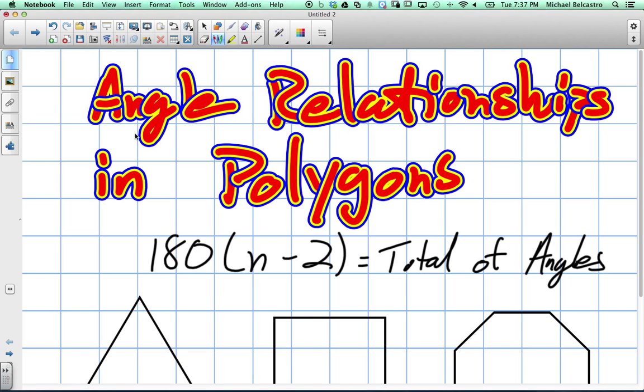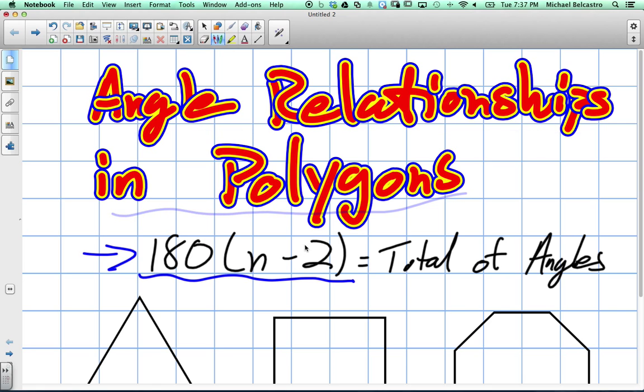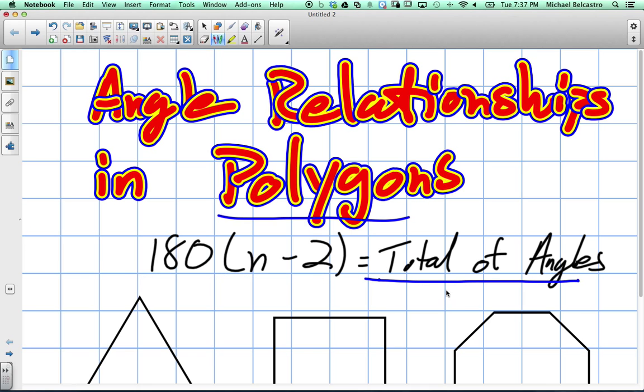Let's look at angle relationships, specifically in polygons. So they've given us this formula, and this formula is going to be something we need to remember in order to figure out what the total of the angles are in any polygon. A polygon is just a shape with a certain number of sides, okay? Oh, I have seen that formula. Yeah, exactly. So then maybe you can help walk me through it, okay?